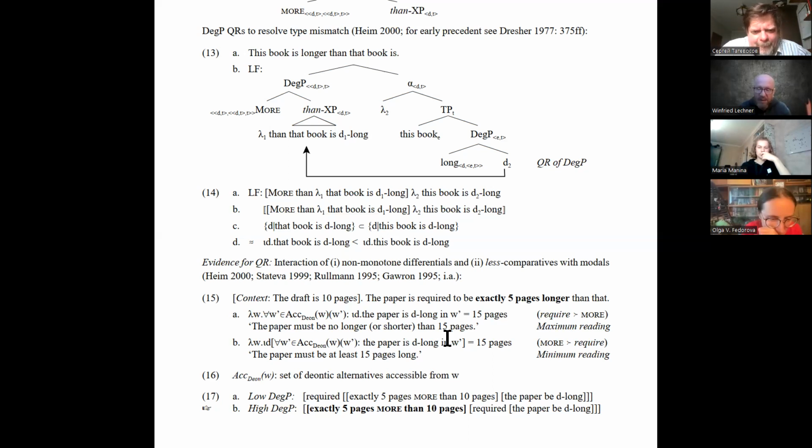If you reverse the order, if you let the comparative relation scope over require, we get something that can be paraphrased roughly like in 15b. What we do here is look for the single degree such that in all worlds, that degree is the degree of length of the paper. So that will be the minimal degree across all worlds, yielding a reading approximately like the paper has to be at least 15 pages long. Now that's a classical, strong piece of evidence in support of covert movement.